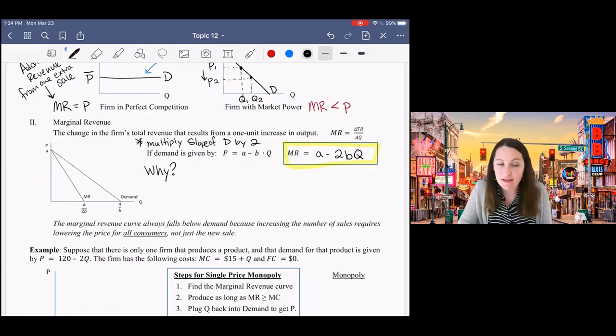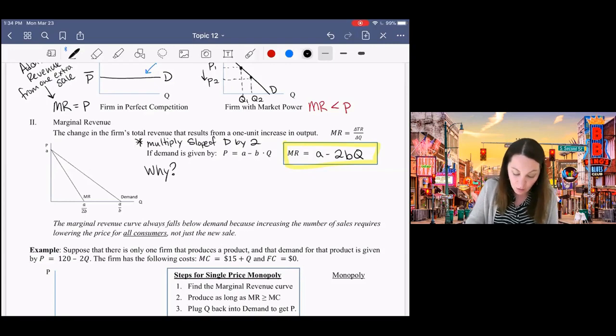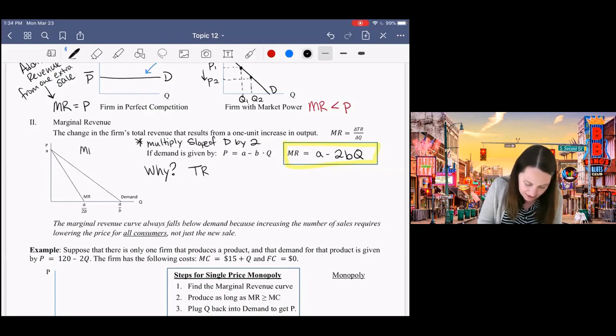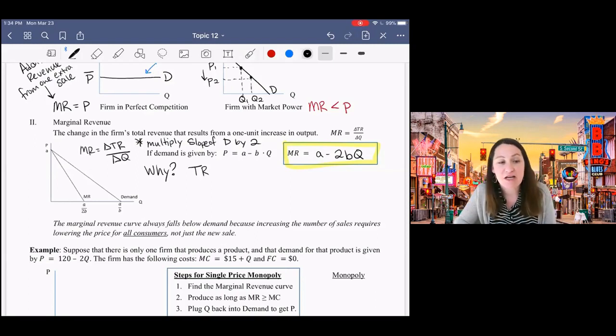Well, the answer is math. You don't have to pay attention to this, plug your ears, fast forward the video, that's fine. But some of you will find this a little bit satisfying to see why this arbitrary rule is true. So I'm going to show you. What we want to remember is that to get marginal revenue, we're taking the change in total revenue divided by the change in quantity.